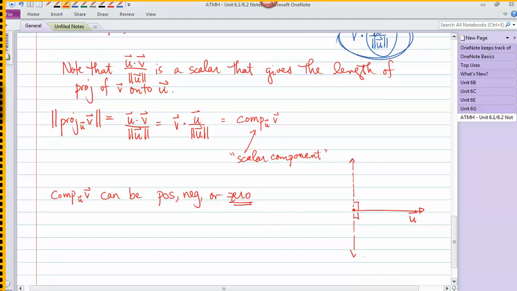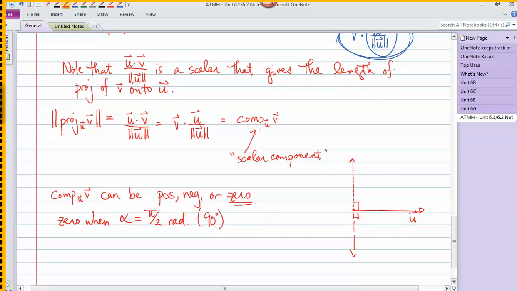It could be orthogonal to it, where one of them's the zero vector, but that's sort of beside the point. Why would you project the zero vector onto something? So it's zero when the angle between them is pi over 2 radians, or 90 degrees.